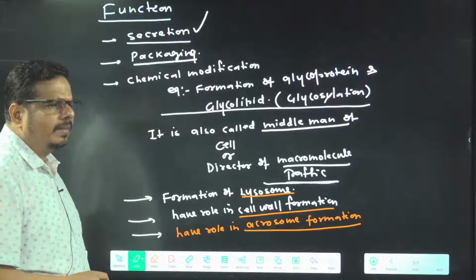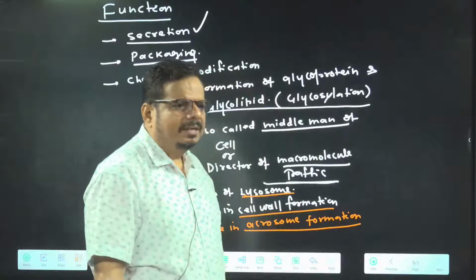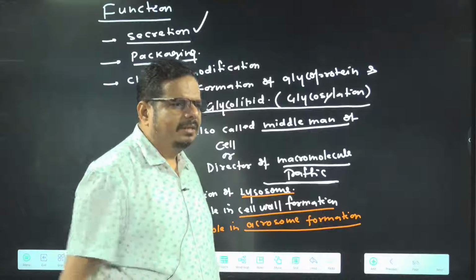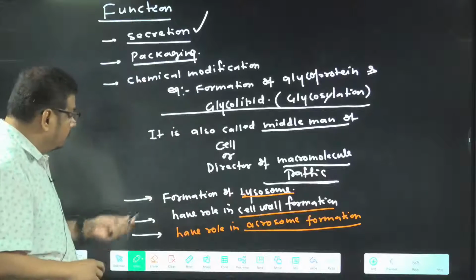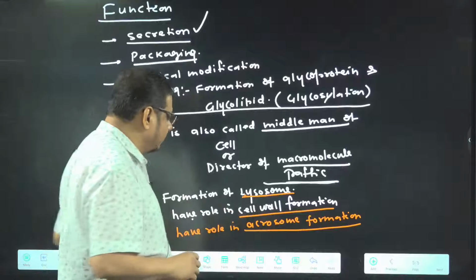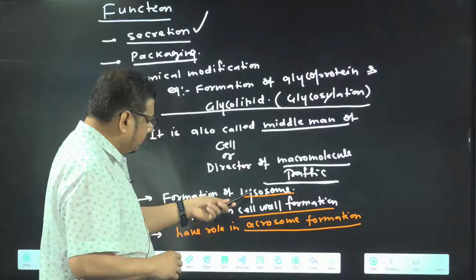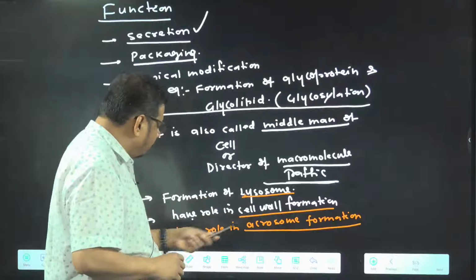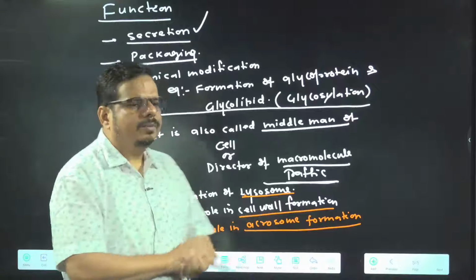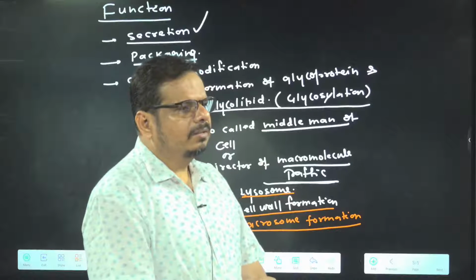Able to understand? It is also called the postmaster of the cell. Why called? I will tell it. Formation of lysosome, it has a role in cell wall formation. Getting the things or not? And because it is associated with lysosome formation, it also has a role in which one? Acrosome formation. So these are the functions of the Golgi body.